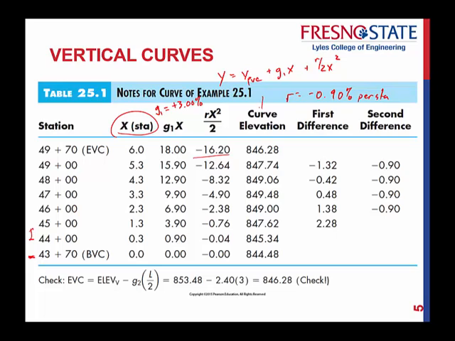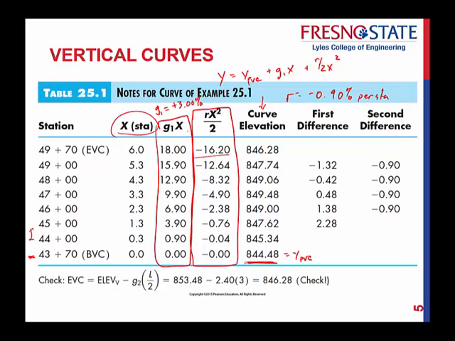The last column right here, the curve elevation, all you're doing then is taking the Y PVC, which we calculated previously, which is what? Which is 844.48. Equals Y PVC. Okay, plus G1X, which is now this column, and then plus R over 2X squared, which now is this column. So you take all that, and that's how you now end up with the elevation at every single one of those.